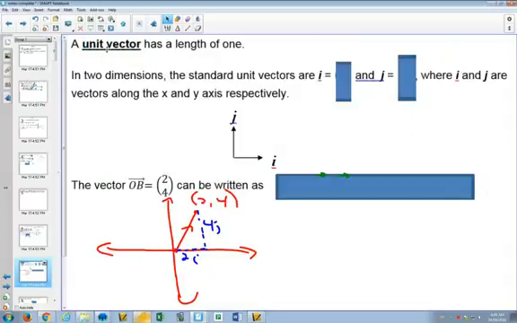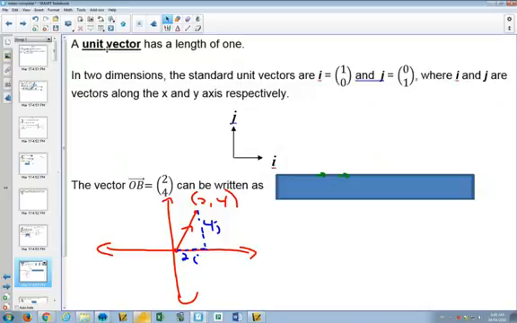Some other definitions, we have unit vectors. Unit vectors have a length of 1. So any point on your unit circle could make a unit vector. We have some standard vectors. We have the vector i and the vector j. And all that means is 1 unit to the right or 1 unit up.